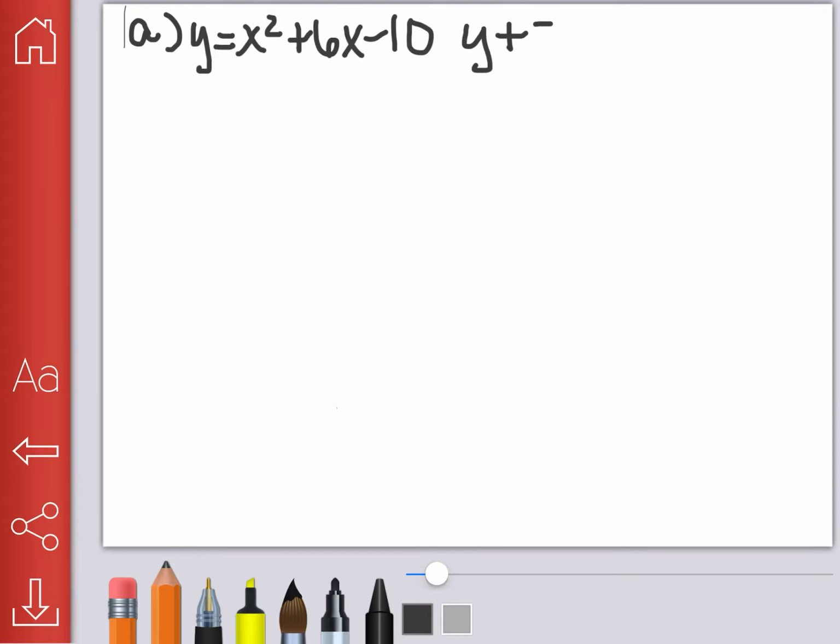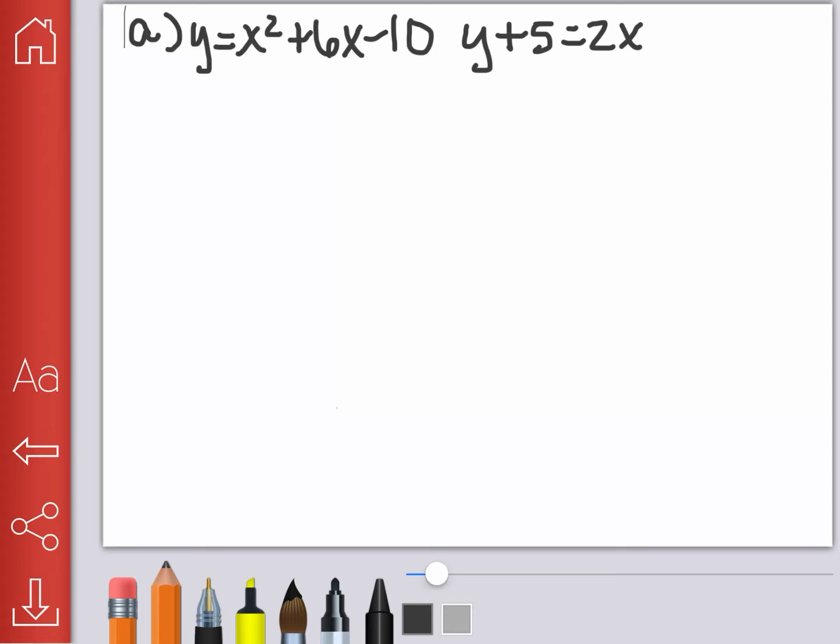Okay guys, I'm doing a couple problems from the sample problems from that first packet. So the first one's going to be a parabola. It's sample 1A. And the parabola is y equals x squared plus 6x minus 10. And the line is y plus 5 equals 2x.